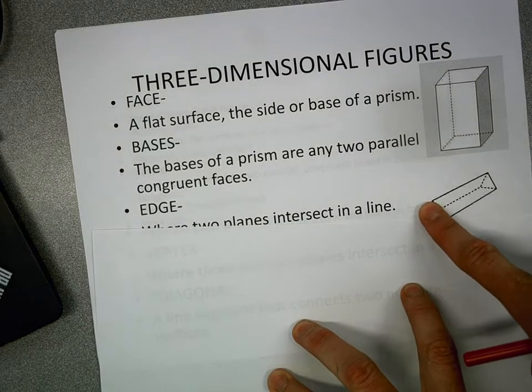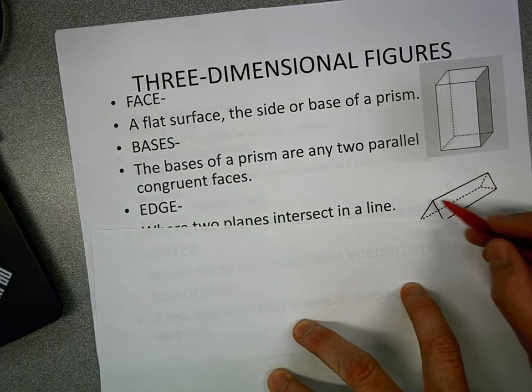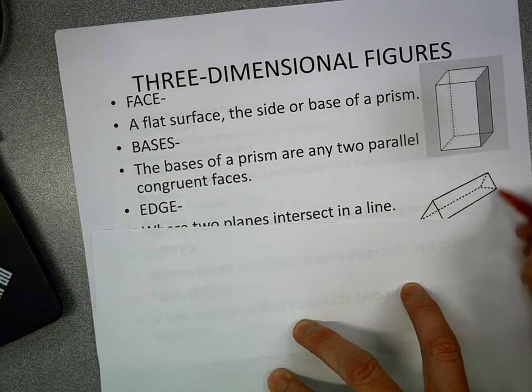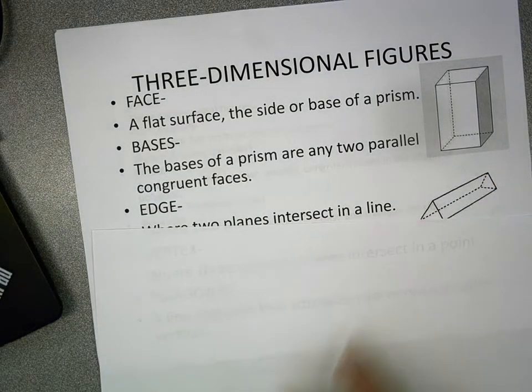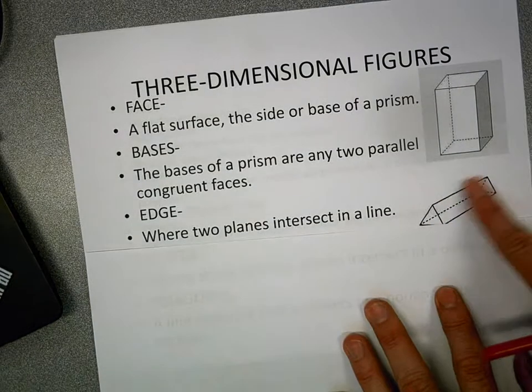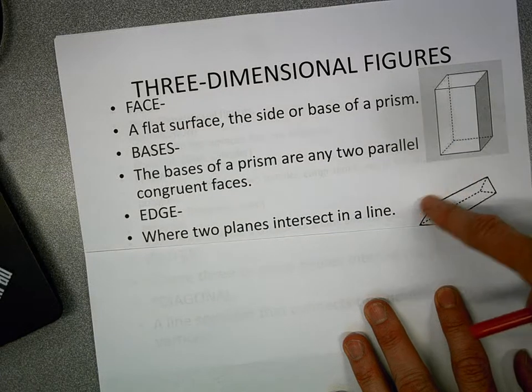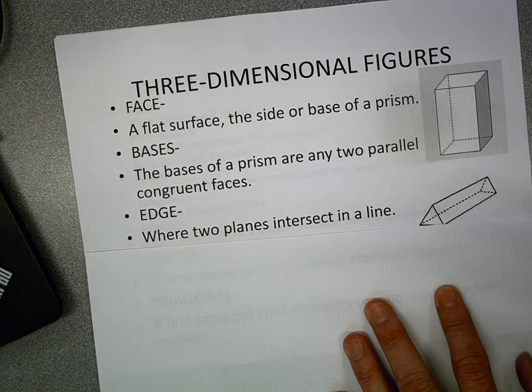Probably what you thought was an edge is an edge. Here's an edge right here. Here's an edge. Here's an edge. Here's an edge. Those are edges because this plane here, this side, and that other side are hitting right here. And that's called an edge.